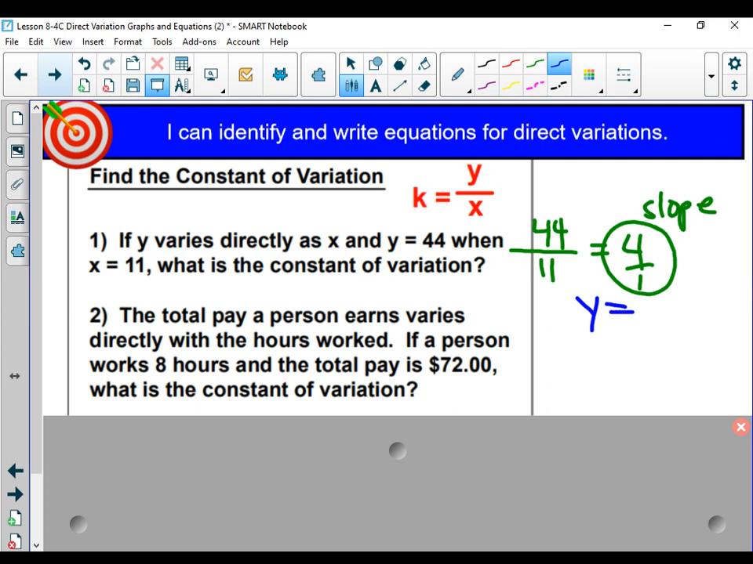Y equals, what's the slope? 4 over 1 x. What's the y-intercept? 0. Plus 0, or just leave it. I just wrote that equation so fast.